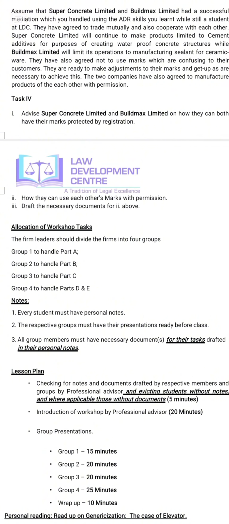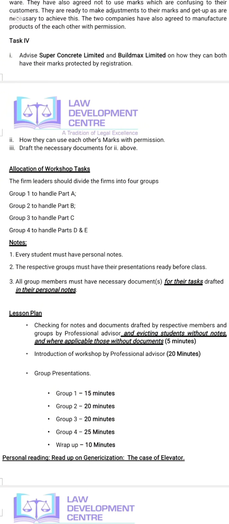So basically here, they can apply to do what? They can apply to be registered concurrently, because the law gives the registrar the power to do what? To register once you have agreed. So you can proceed and register those marks under what we call concurrent use. Then how they can use each other's marks with permission.